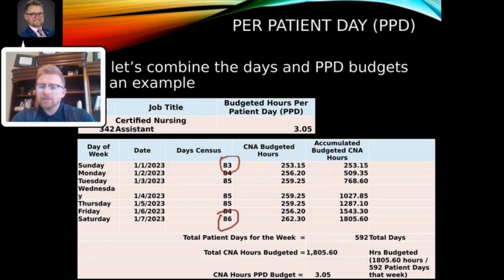It would be hard to manage that fluctuation without utilizing these fixed PPDs, taking heads in the bed to determine how many hours you are allowed to staff. This is only one job code, right? CNA. You'll have this for every single job code, from RNs to housekeepers and everything in between. Whatever company you work for, I would imagine probably has this down pat, and you'll have a very large labor report to help manage and review this. But this is how the per patient day works.